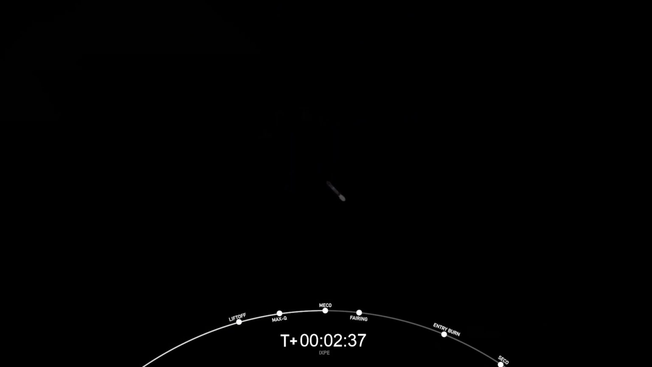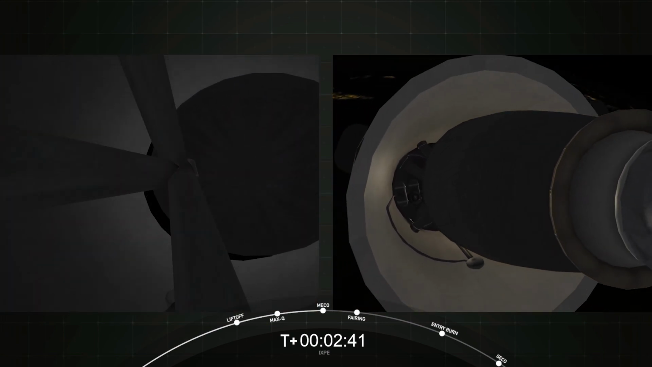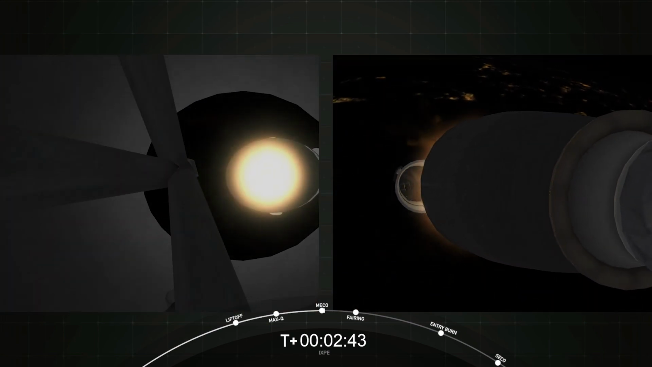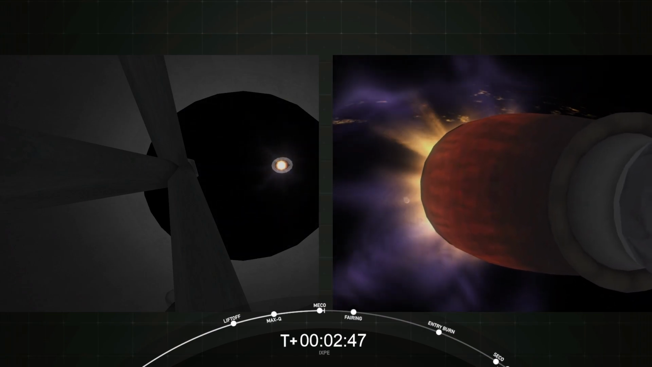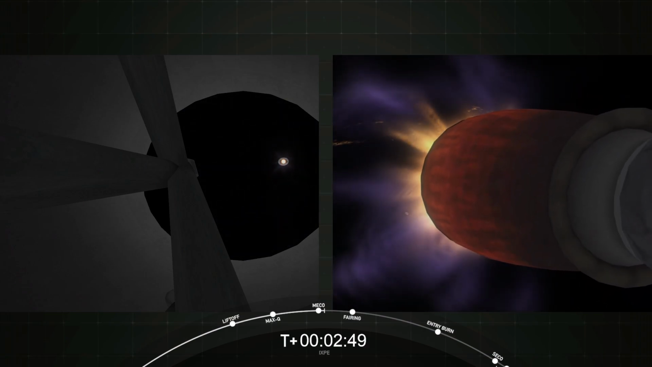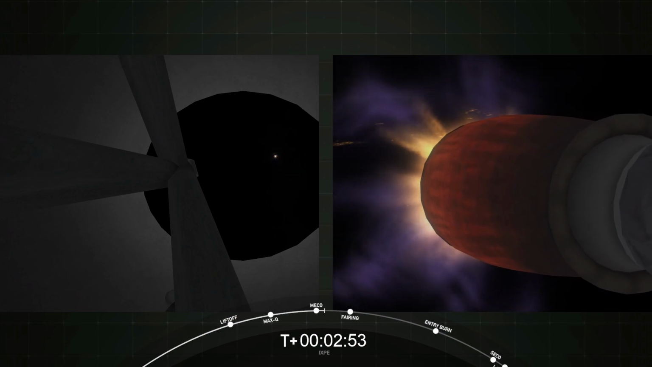First stage engine cutoff. Stage separation confirmed. Ignition.